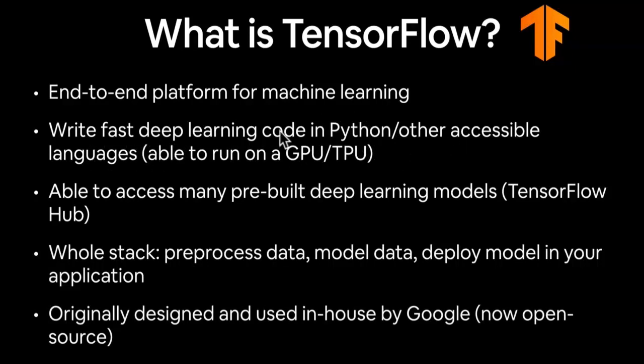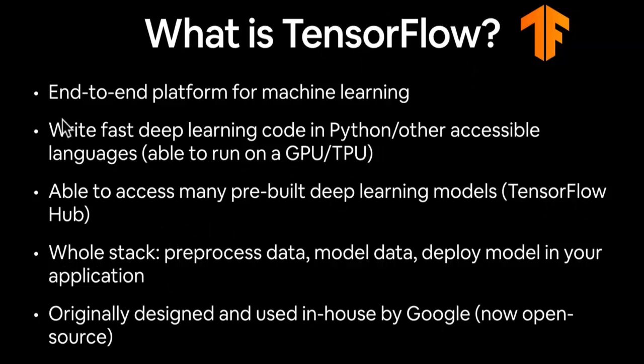And when you write that fast deep learning code using TensorFlow, that code is able to run on a GPU, which is a graphics processing unit, or TPU, which is a tensor processing unit, hence TensorFlow. We're going to see the significance of that in a moment. With TensorFlow, you're also able to access many pre-built deep learning models. When we saw types of learning, transfer learning is where you'll use a pre-built deep learning model. In other words, leveraging the patterns that one deep learning model has learned on another problem to your own problem. We'll see how we can use TensorFlow Hub to do that, which is a TensorFlow resource.